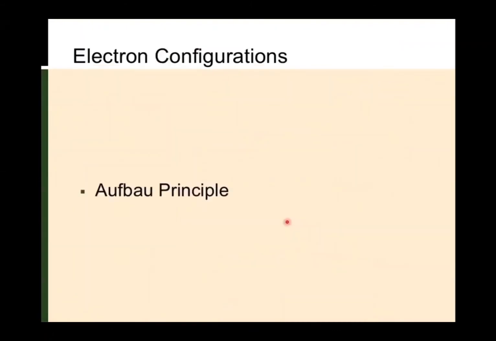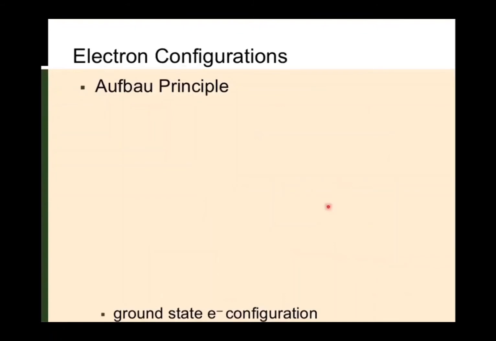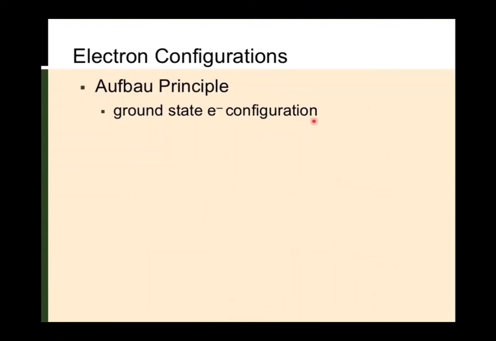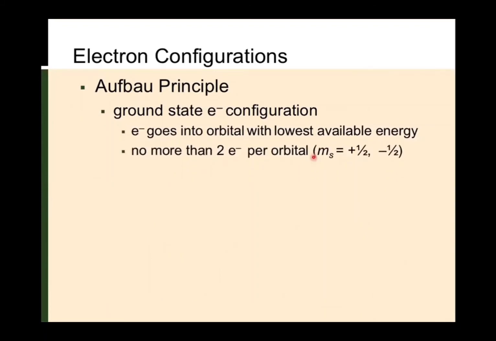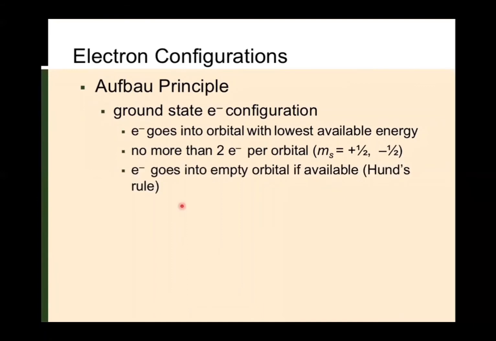So electron configurations, Aufbau principle, ground state, and this is sort of a summary, I guess. Aufbau principle, ground state, electronic configuration. An electron goes into the orbital with the lowest available energy. No more than 2 electrons per orbital. Remember that ms can have values of +0.5 or -0.5. And the electron goes into an empty orbital if available, Hund's rule, and then we pair them up.